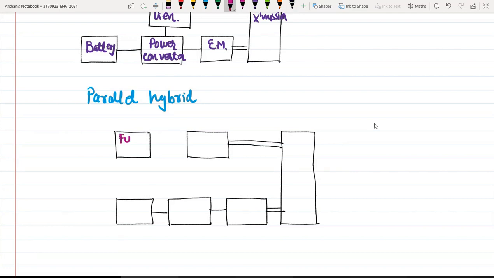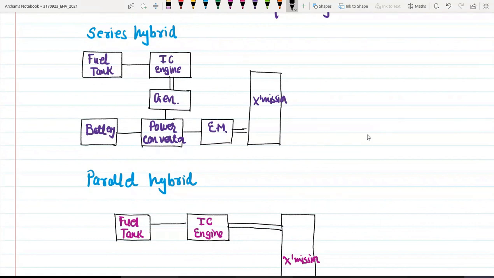So this one is my fuel tank, IC engine. This is electric motor, power converter, and energy source battery. And here is my transmission system. So you can see in this particular case two powertrains are there, but both the powertrains are connected parallelly to each other, and that is why this combination is known as parallel hybrid.